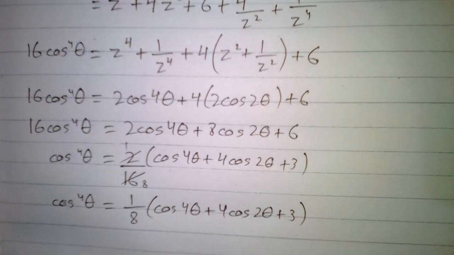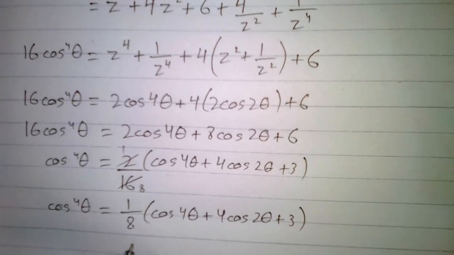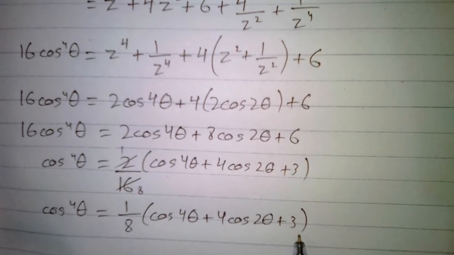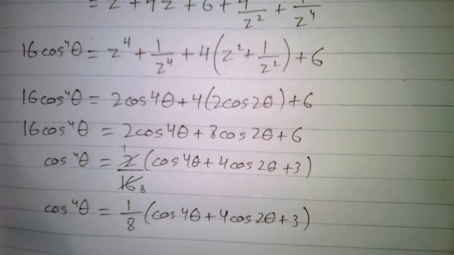So we have proved that cos^4 theta is equal to 1 upon 8 times (cos 4 theta plus 4 times cos 2 theta plus 3), and this is what was to be shown.